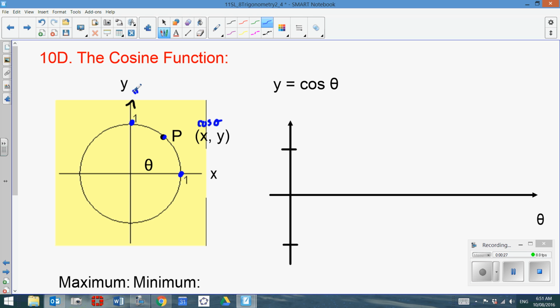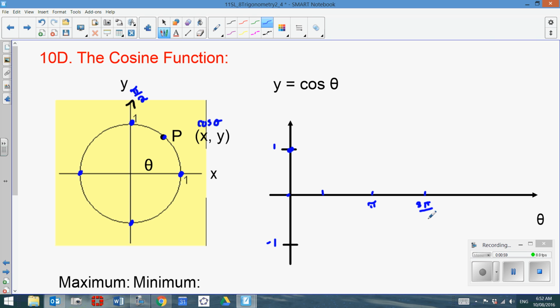By the time you get to pi over 2, or 90 degrees, you have a cosine value of 0. And then at 180, you're at negative 1, then 0 again, and then back to 1. So at 0 degrees we actually begin at 1 for the cosine value. All right, let me go ahead and just make my window here.